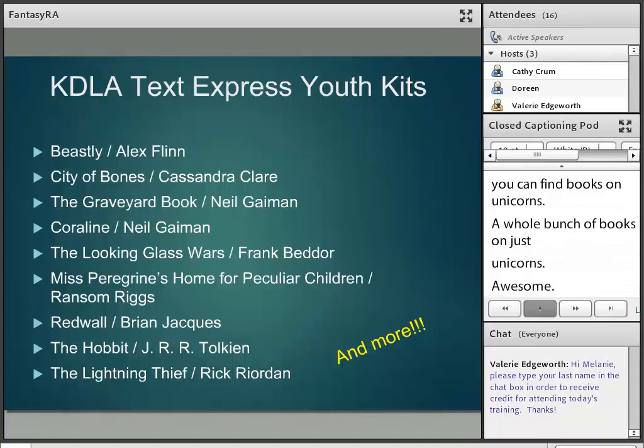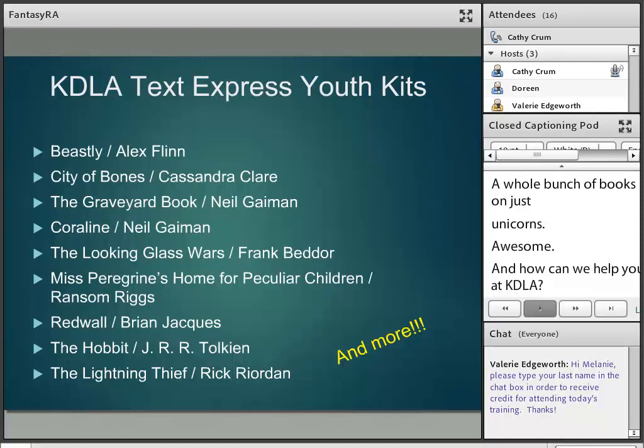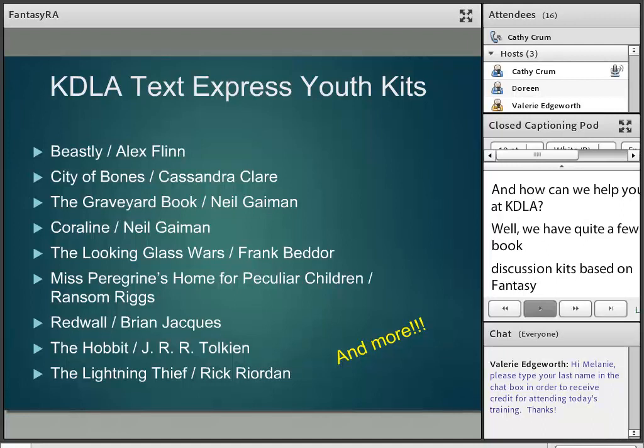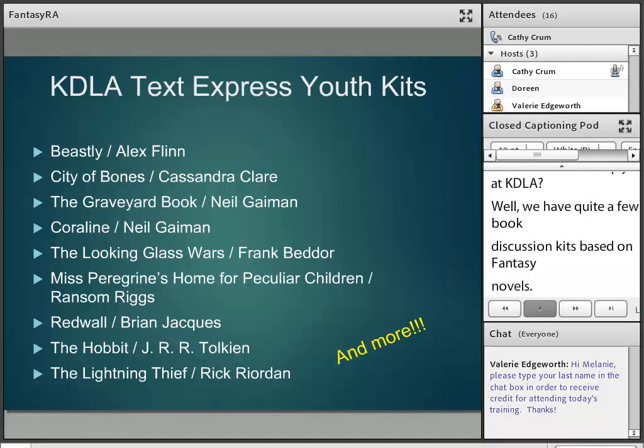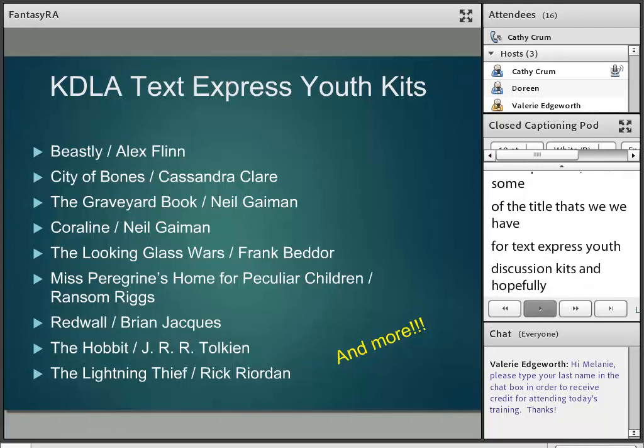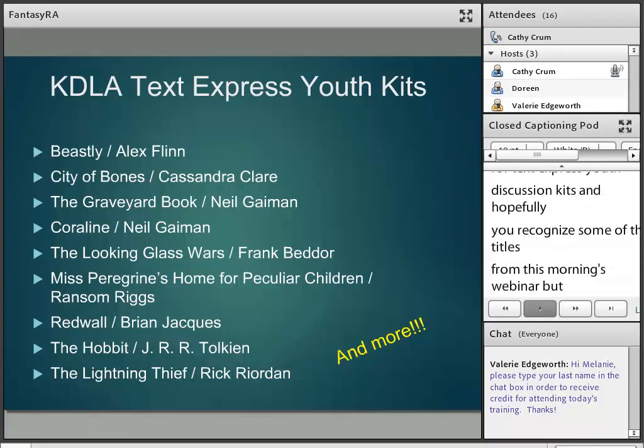Goodreads. Goodreads is a great source. You can browse by genre, and fantasy is one of the genres that you can browse by. There are also lots of subgenre options under fantasy, and look, you can find books on unicorns. A whole bunch of books on just unicorns. That's awesome.